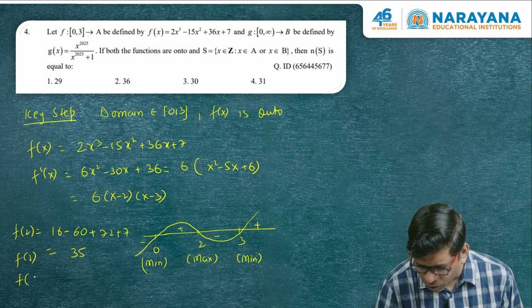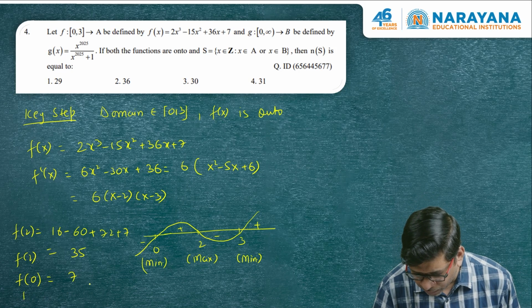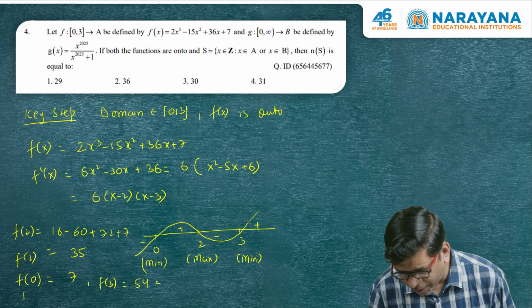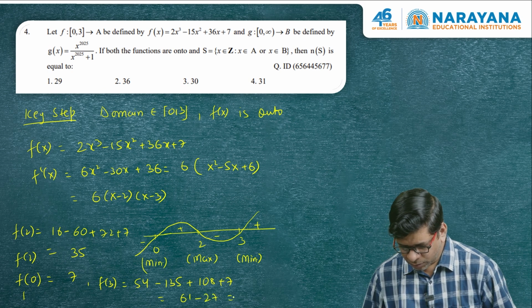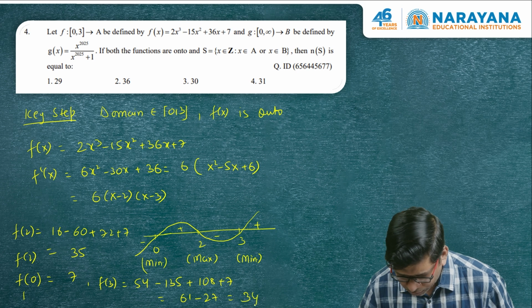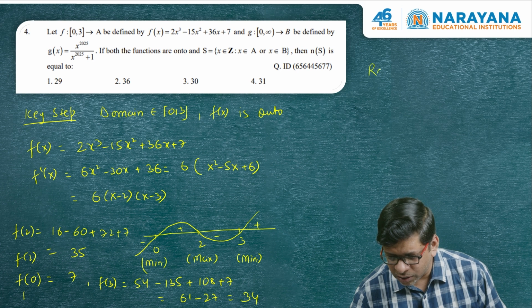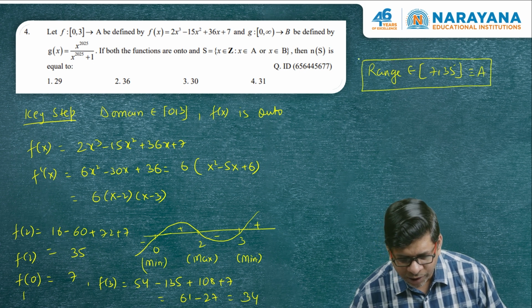Now the minimum will be either 0 or 3 within this interval, because we have to check for the range. So f of 0 is 7. f of 3, if we calculate, it is 54 minus 135 plus 108 plus 7. So this becomes 61 minus 27, and it will be 34. So f of 3 is 34 and f of 0 is 7. So the minimum is 7. It means we get the range 7 to 35. And this is set A according to the question, because the range should be the same as the codomain.